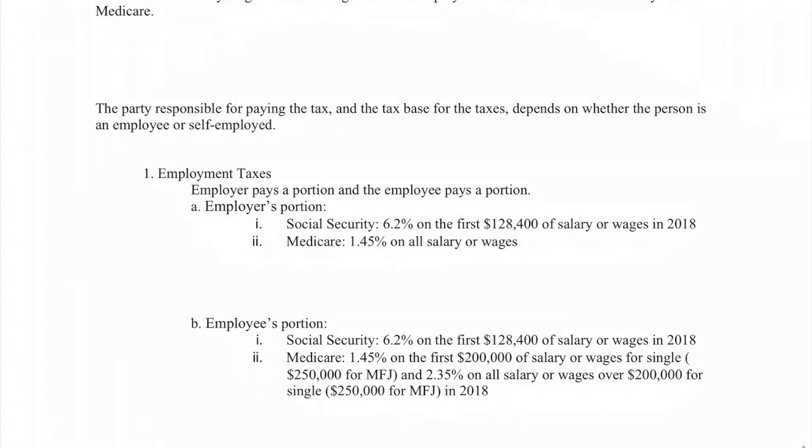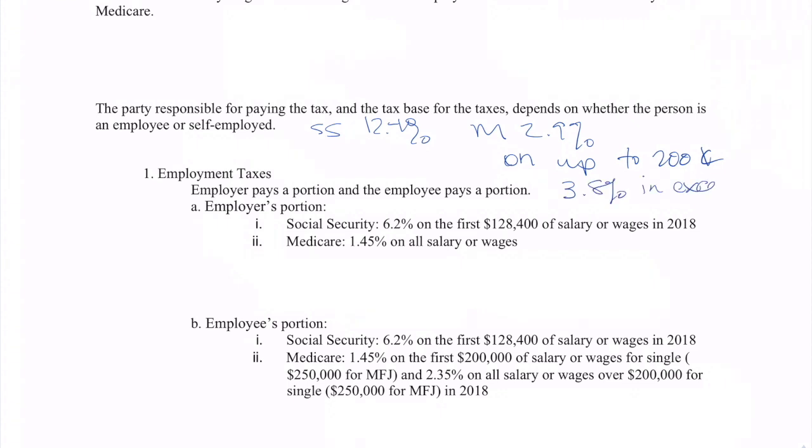The party responsible for paying the tax and the tax base depends on whether the person is an employee or self-employed. I'm just going to jot down here that the Social Security tax is 12.4% and the Medicare tax is 2.9%. That's 2.9% on up to 200,000 in income, for a single person, and then it's 3.8% in excess of that.